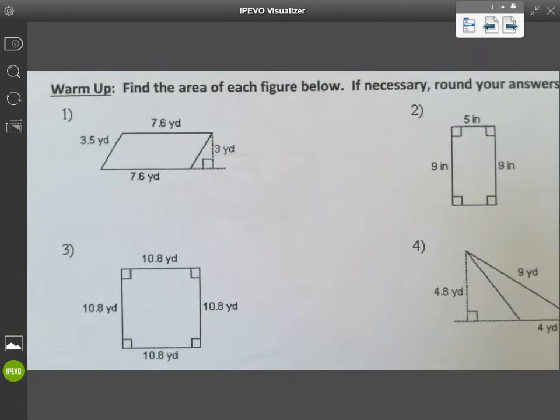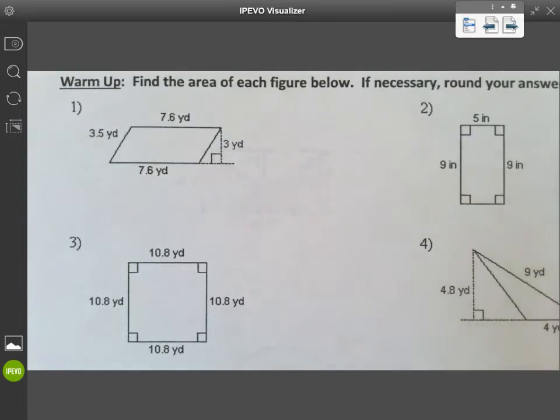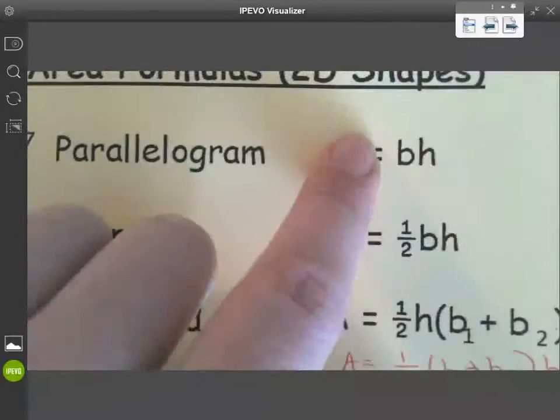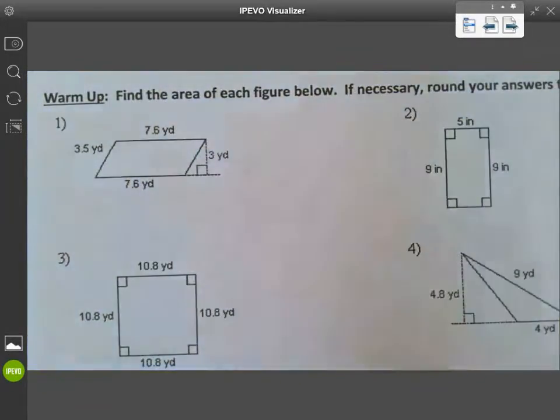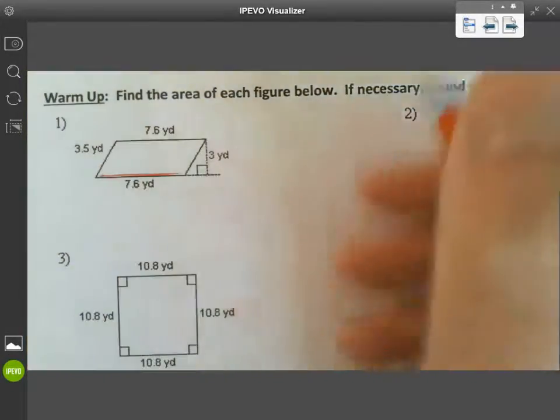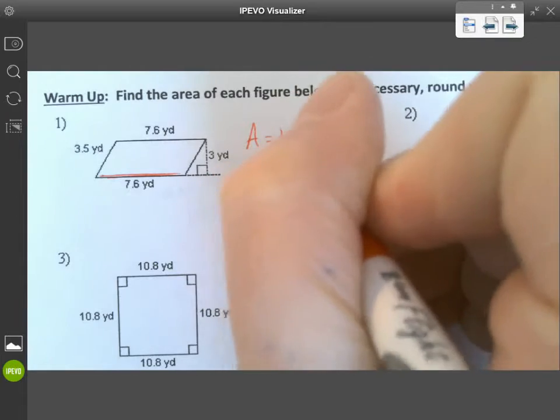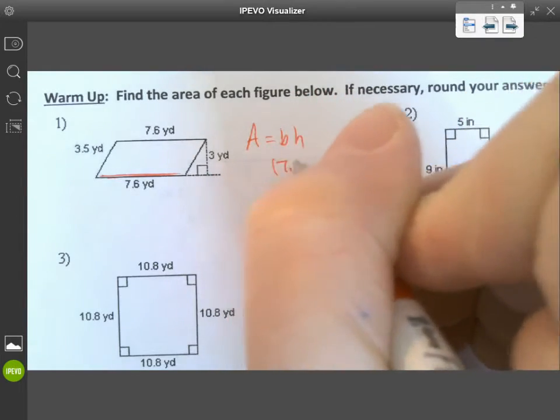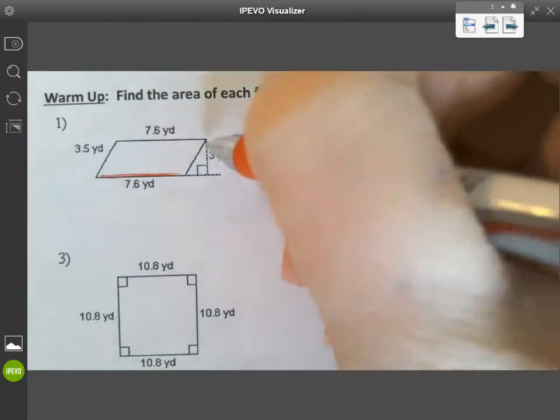So the first one we determined was a parallelogram, and the area of a parallelogram we have on our little sheet, and it is base times height. Okay, well the good news is I know the base. And so when area is base times height, the base is 7.6 and the height is the 3.